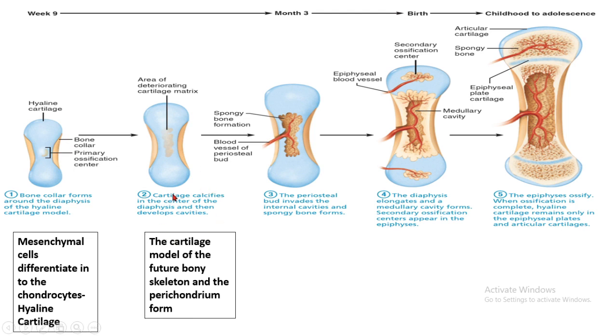Cartilage calcifies at the center of the diaphysis, and this leads to the formation of cavities in the diaphysis. The hyaline cartilage will be the model of the future bone, and the perichondrium is formed around the hyaline cartilage. The periosteal bud invades the internal cavities and spongy bone is formed. How does it happen? The process of ossification moves from the center of the bones toward the extremities.